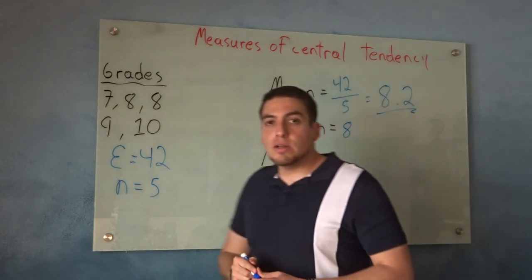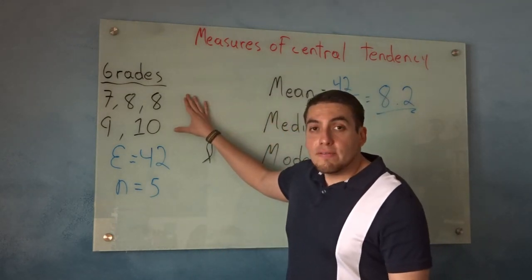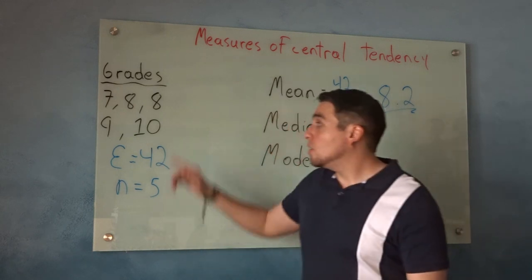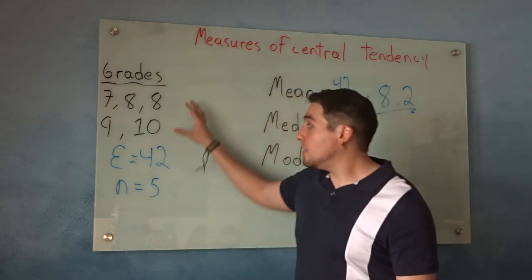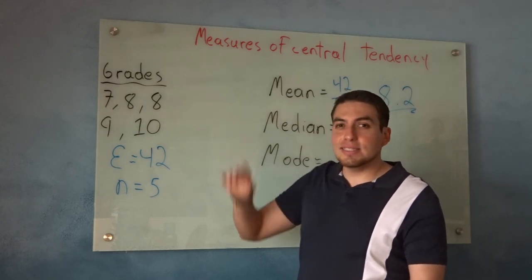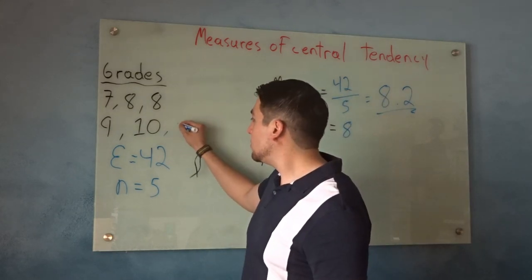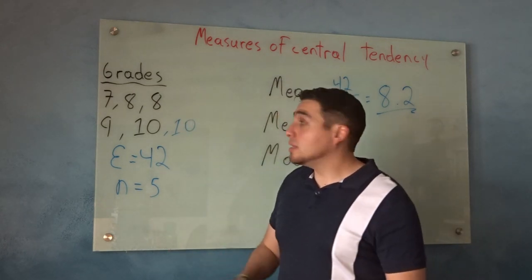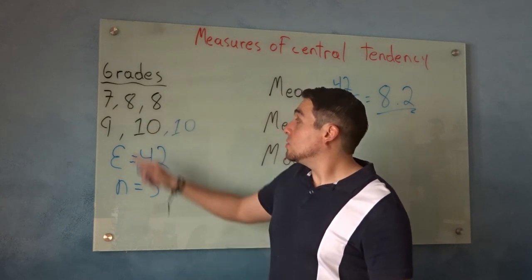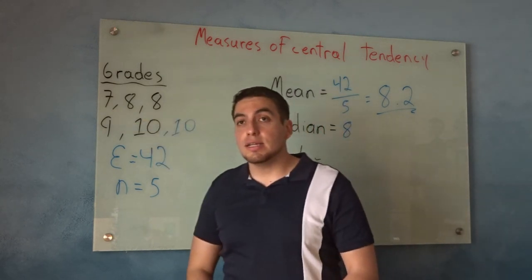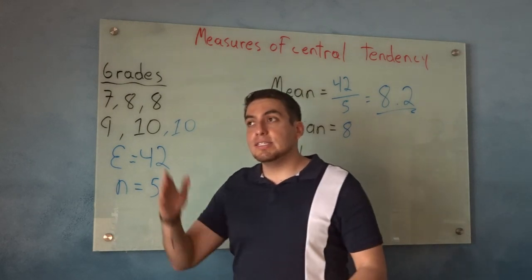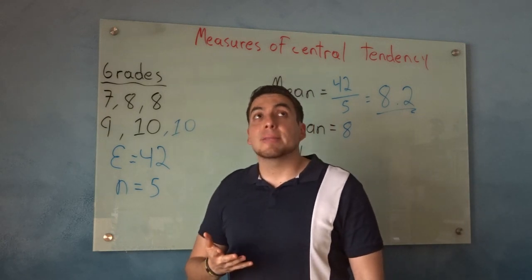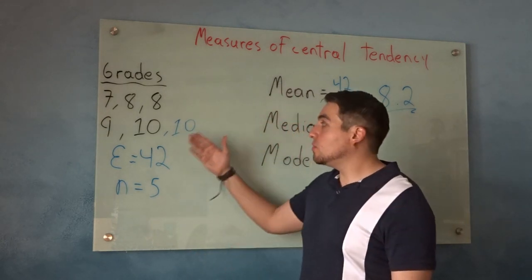A couple things that you want to know here, though. At this point, you have an odd number of scores, because you only have 5, so it's easy to find the one in the middle. What happens if you have an even number? Instead of 5, what happens if you have 6? Let's say instead of 9 and 10, you have another 10 here. To find the median, you add the two numbers in the middle. 8 plus 9 gives us 17. 17 divided by 2, because it's two numbers in the middle, gives us 8.5. So the answer for the median would be an 8.5.